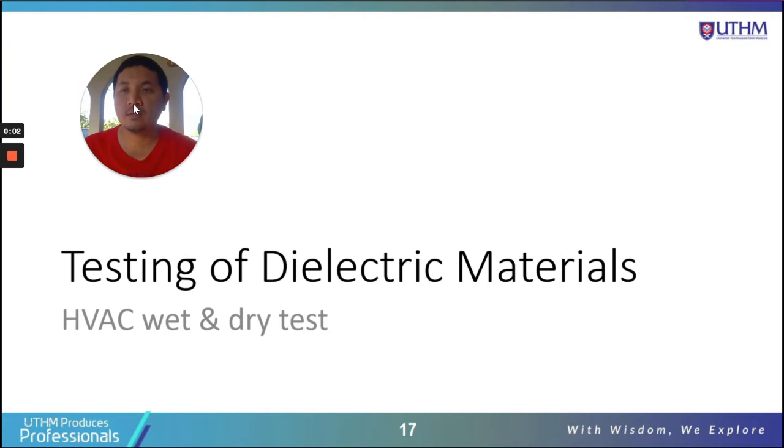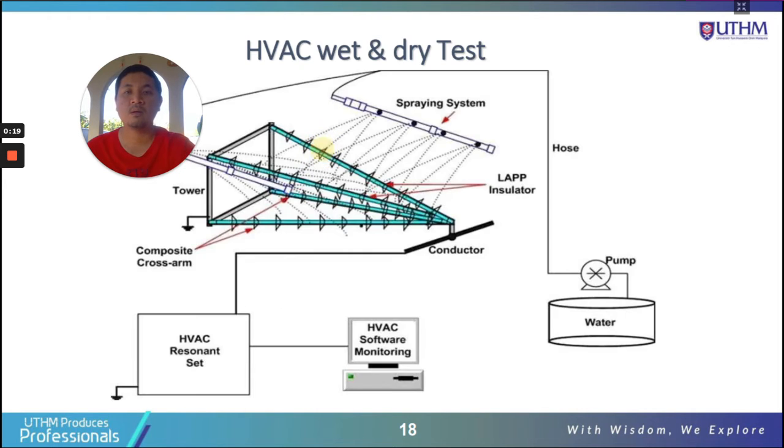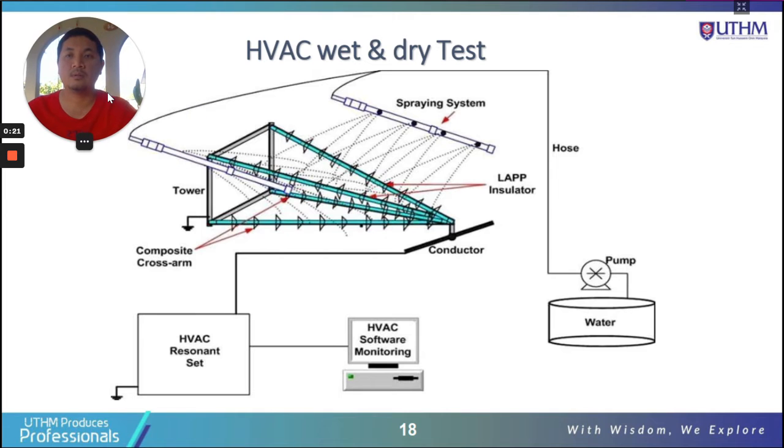Okay, next is the third test, the HVAC wet and dry test. For the wet and dry test, we have to supply one HVAC, and the second one is impulse. So this is the HVAC wet and dry test.